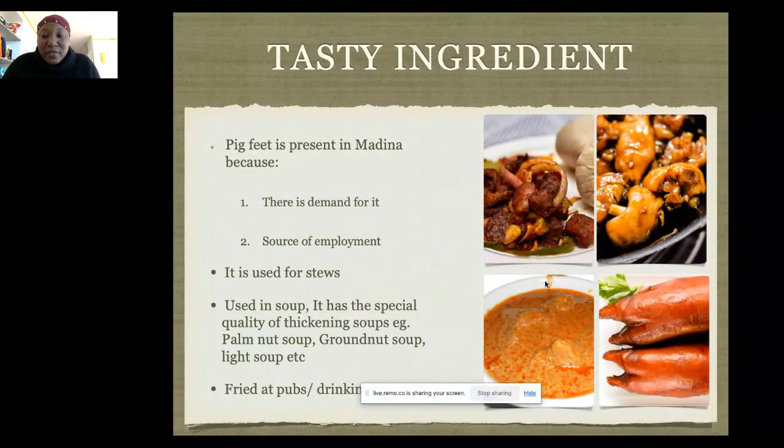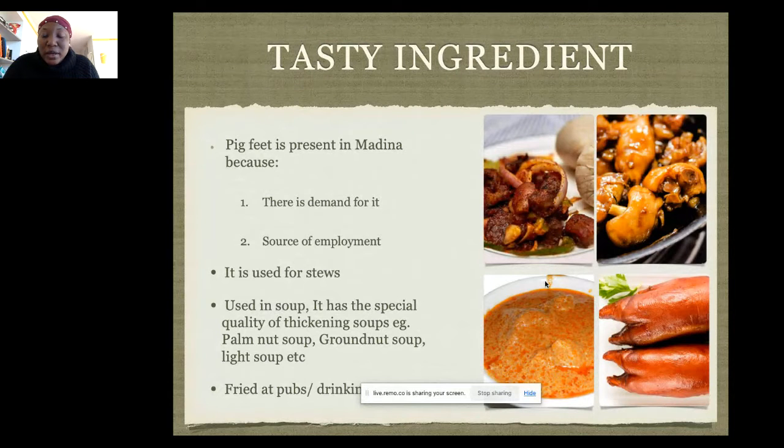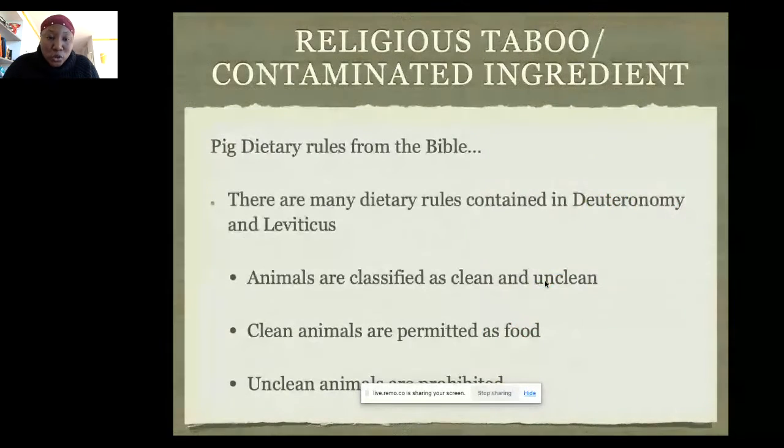Now, this is the pig feet. It's used for so many meals. It is used for soup, and it has the quality of thickening soups. For the indigenous Ghanaian, soup plays a key role in everyday eating practices. It is used to take alcohol and so much. So it's sold at pubs too for pepper soup.